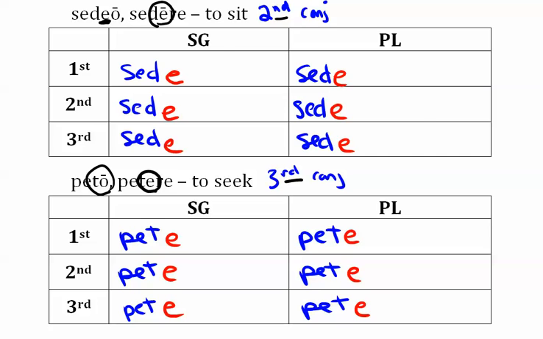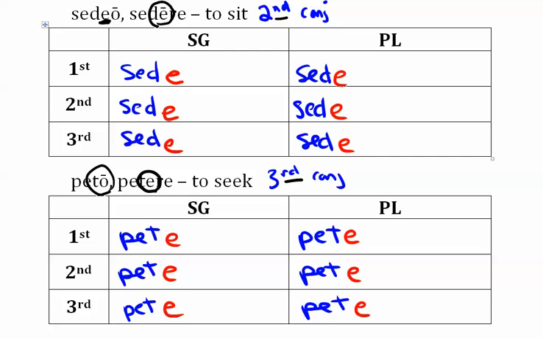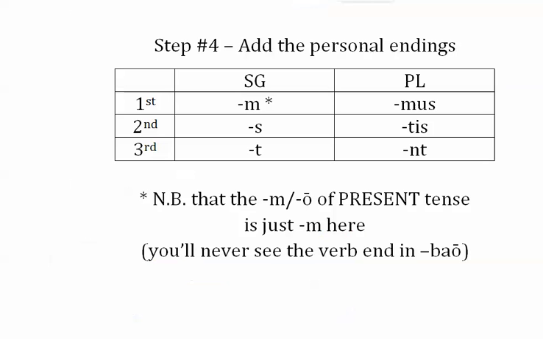Our next step is to add the key letters for the imperfect, which are B-A, ba, which might make you think of the imperfect sheep. So I have my stem and my vowel, and now I'm going to add the letters B-A. We're almost done. We are ready for the last step.